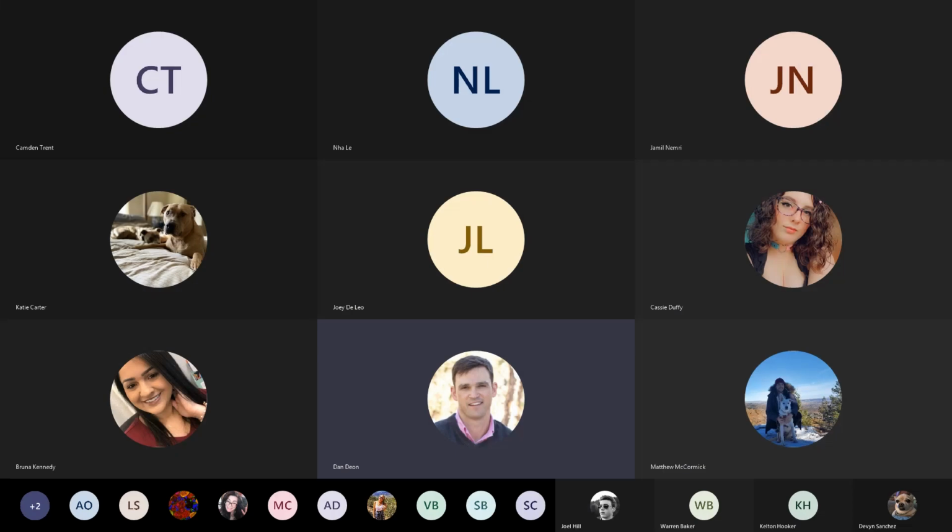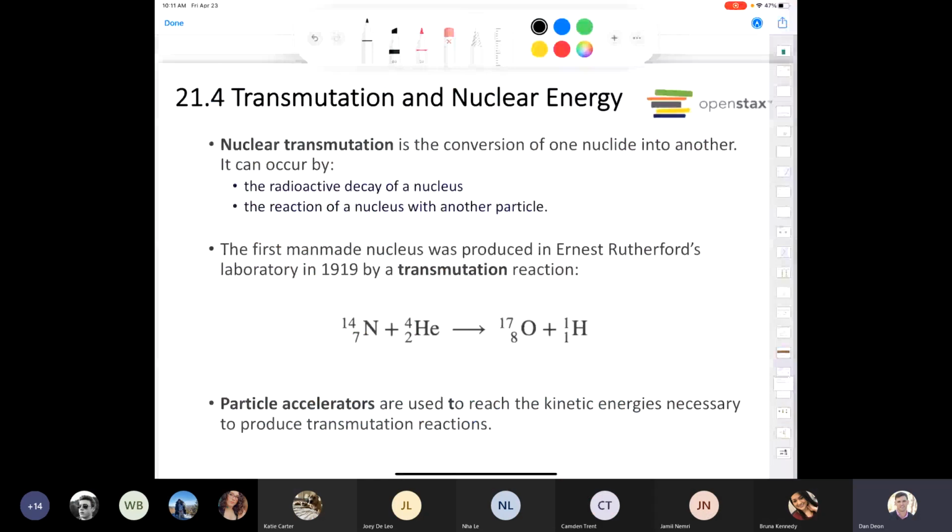Okay, so section 21.4 deals with what's called transmutation. And we're going to talk a little bit about nuclear energy and where nuclear power plants get their power from. So, transmutation, or nuclear transmutation, is just the conversion of one nuclide into a different nuclide. So, you're basically changing one nucleus into a different type of nucleus. And that can occur a number of ways.